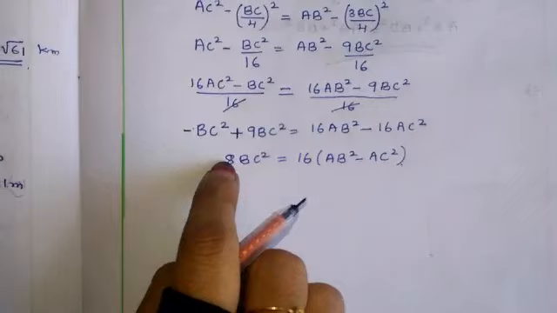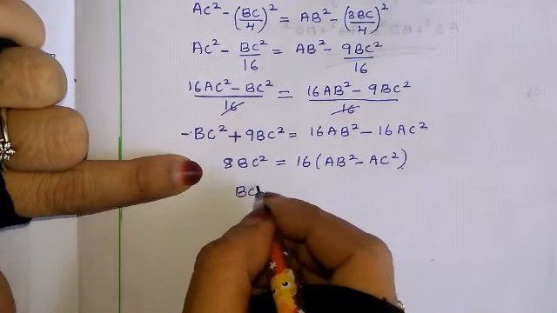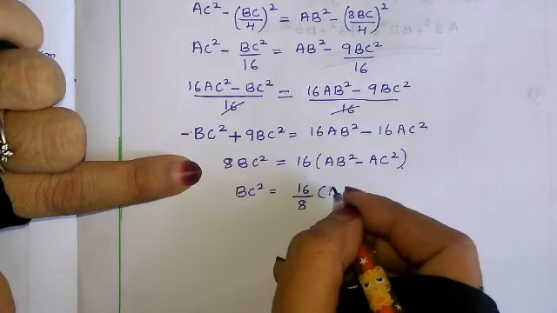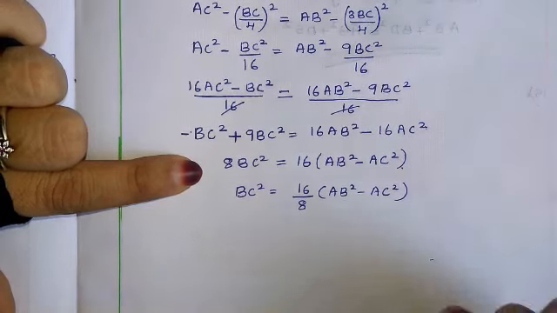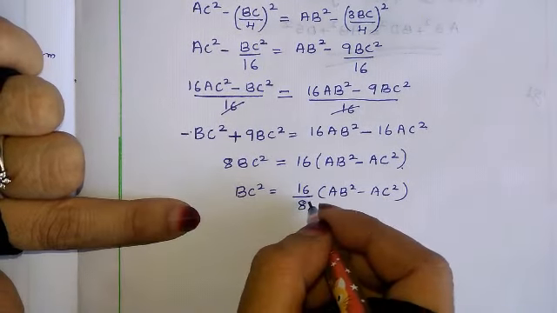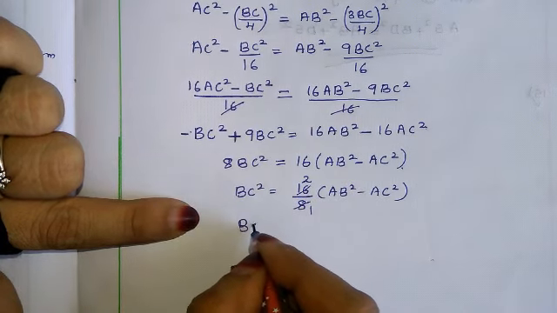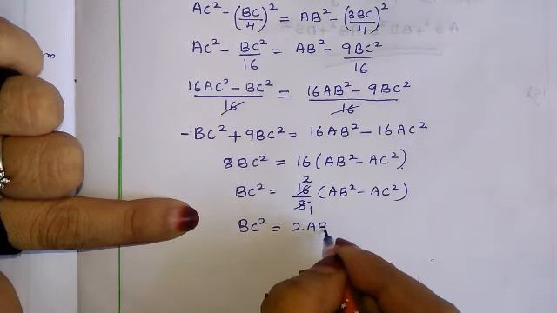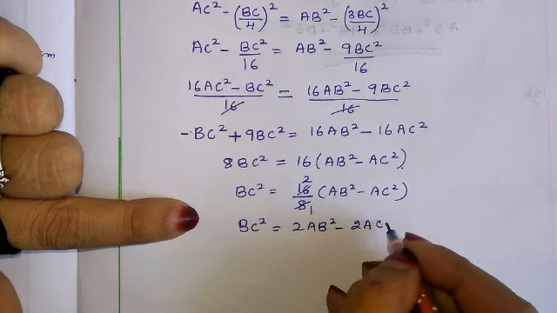Okay, this 8 is in multiply position. I'll bring and divide here. BC square is equals to 16 by 8 into AB square minus AC square. Okay, it's clearly I am solving here. 8 ones are 8, 8 twos are 16. BC square is equals to 2 into AB square minus 2 into AC square.